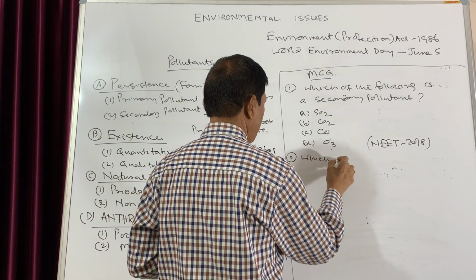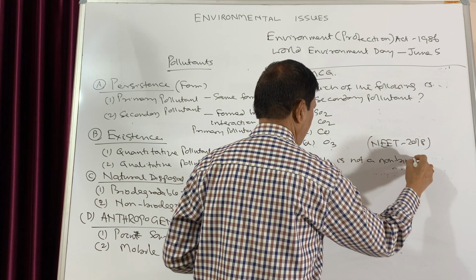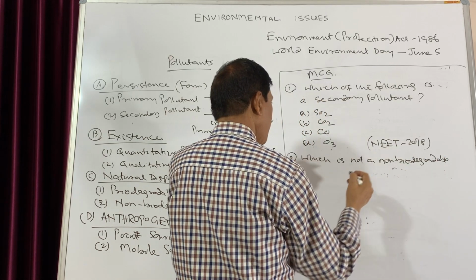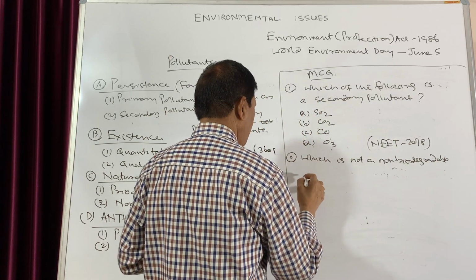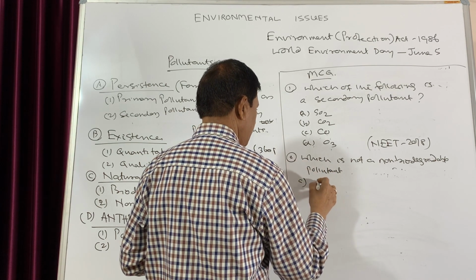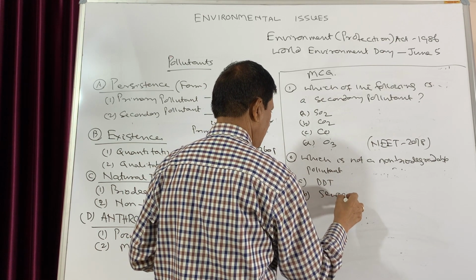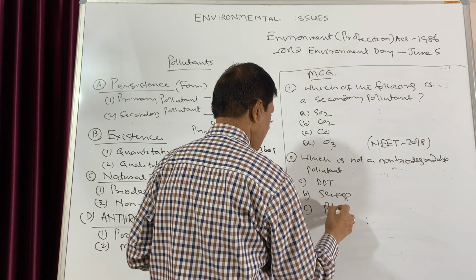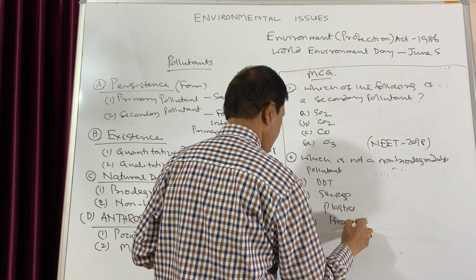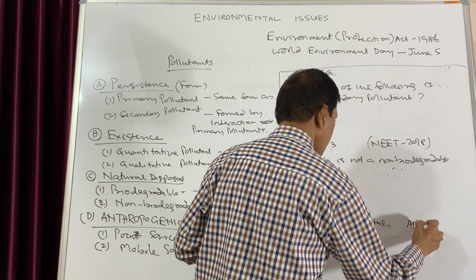Now come to the second question. Which is not a non-biodegradable pollutant? The first choice is DDT, the second choice is sewage, the third choice is plastics, and the fourth choice is heavy metals. And this question was also asked in AIPMT.